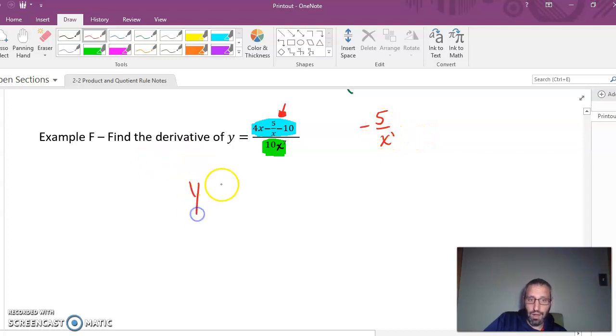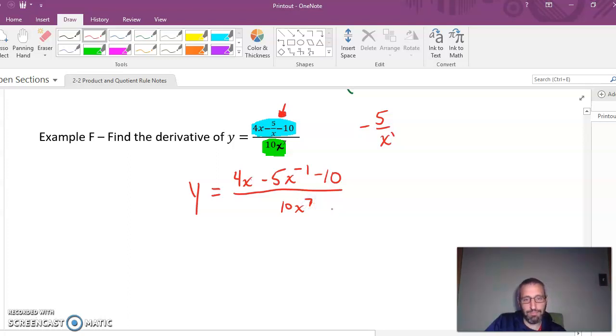So let's rewrite y. Y equals 4x, I'm not changing. This is going to be still minus 5, right? That's my coefficient. But x is now going to be to the negative first power minus 10 over, remember, 10x to the 7th. I don't know why that x didn't copy over, but it didn't. Okay? Now, hopefully we see a good enough top function there and a good enough bottom function there to get our low d high minus high d low all over low squared.